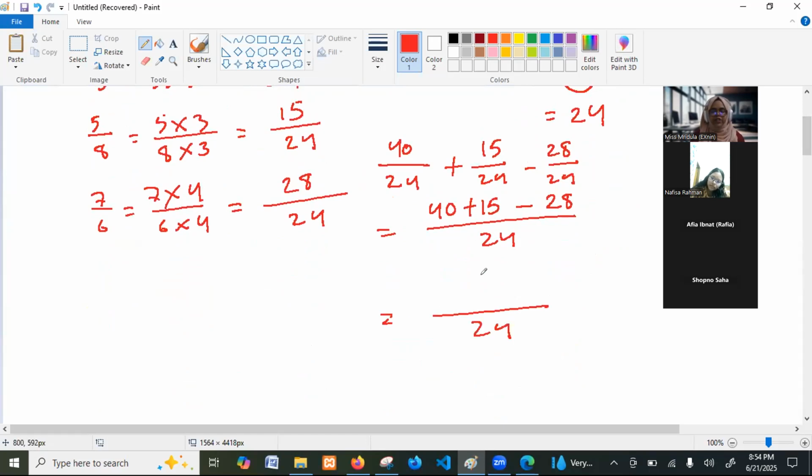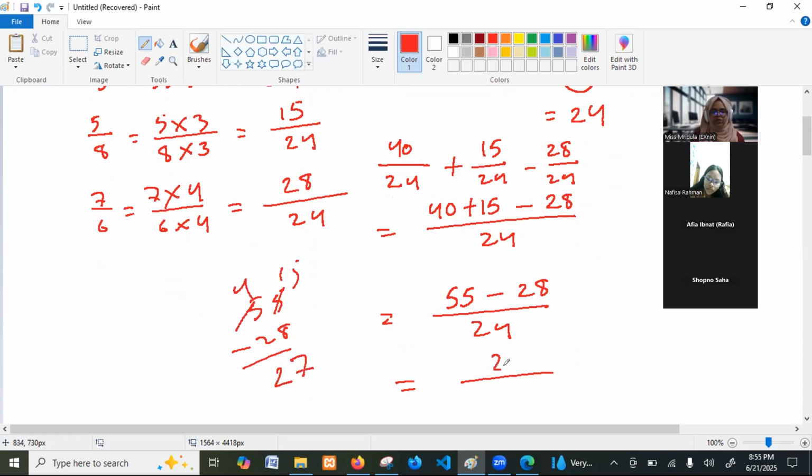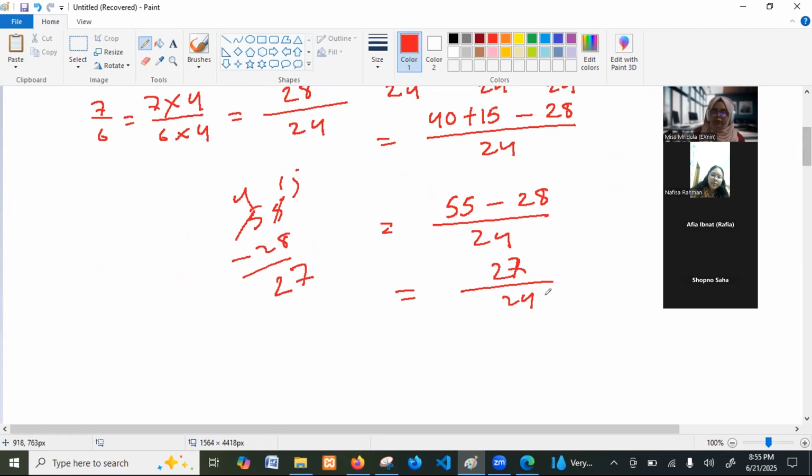So 40 plus 15 will be 55, and minus 28. So what will be 55 minus 28? It should be 15, it should be 4. So 8, 9, 10, 11, 12, 13, 14, 15. It should be 7. 4 minus 2 will be 27. So 27 by 24. So is this improper or proper? It's an improper one. So we have to make it proper.